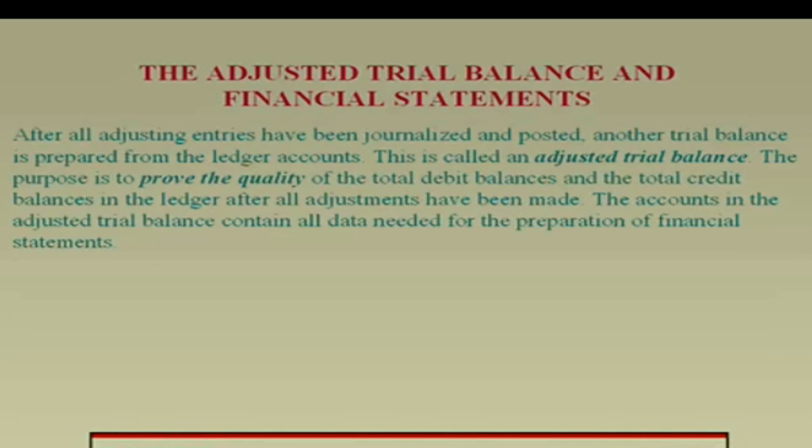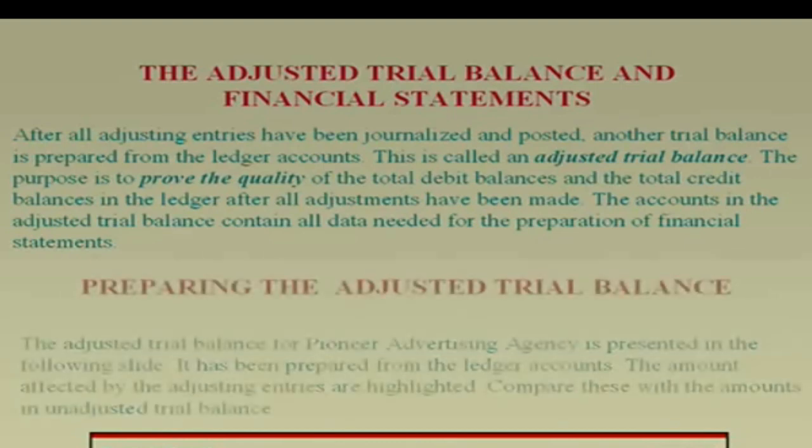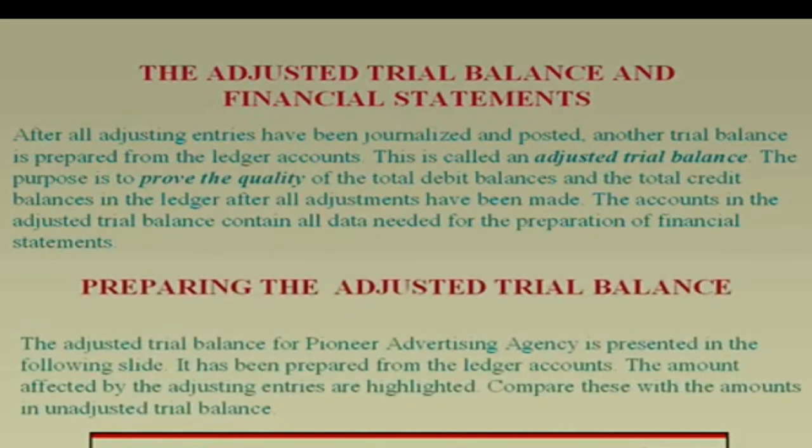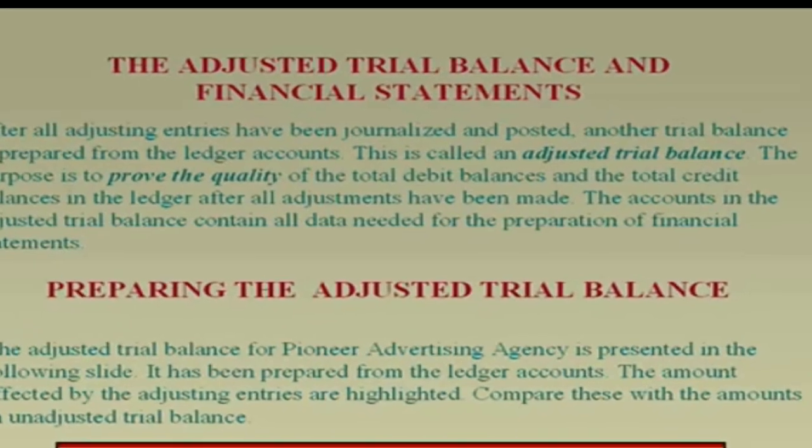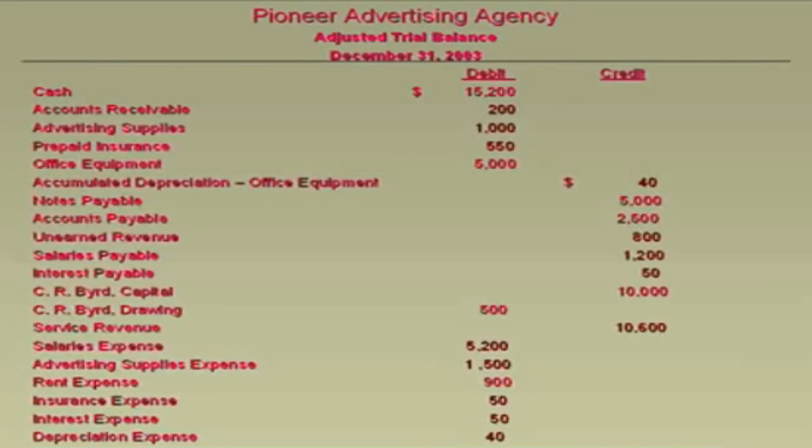The purpose of the adjusted trial balance is to prove the equality of the total debit balance and the total credit balance in the ledger after all adjustments have been made. I'm going to show you the adjusted trial balance for Pioneer Advertising Agency. I'm assuming you've done yours, so you can check yours with the solution, which comes now. Does it look good? Does this tally with your answer?